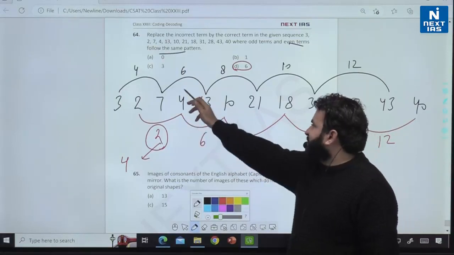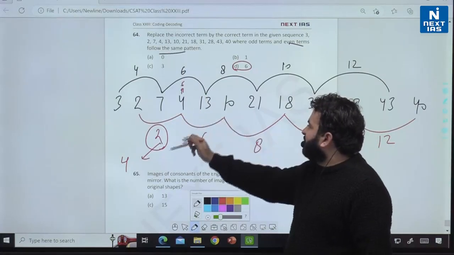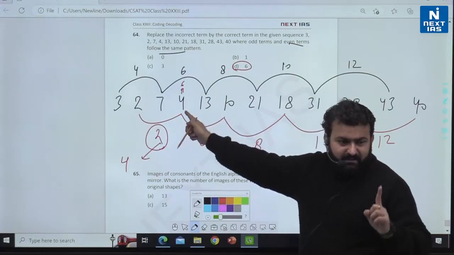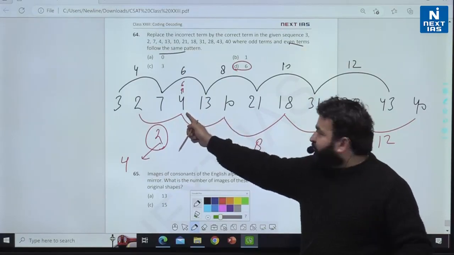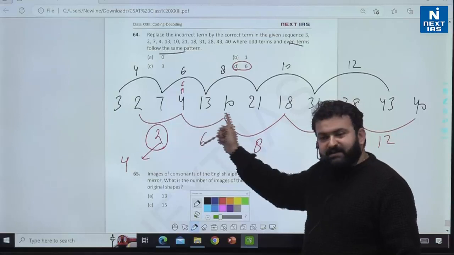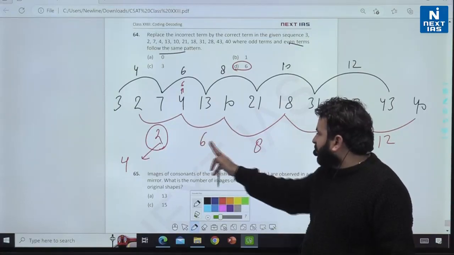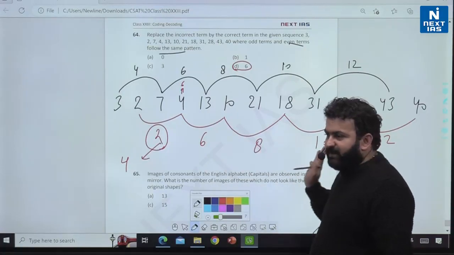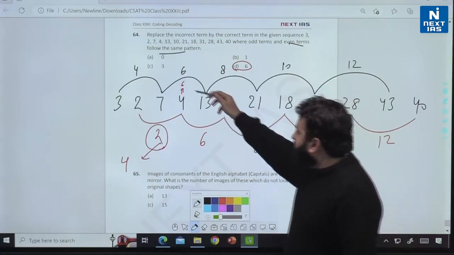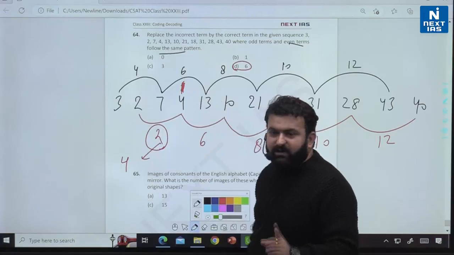So now in this case, all of you just keep one thing in mind: if 4 would have been the wrong term, then 4 would have disturbed the pattern on this side also. But on this side, is it forming the pattern or not? 6, 8, 10, 12 and so on. It means your 4 is not the wrong term.